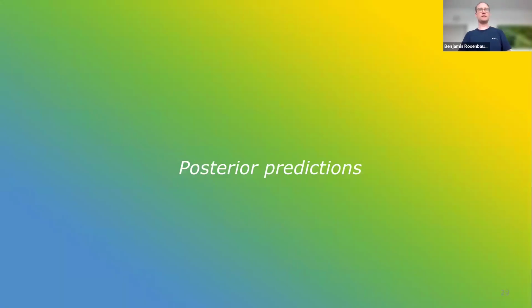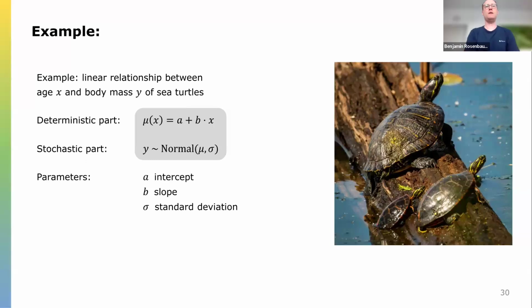So let's look at predictions. We're having this example here. It's a simple linear regression. I assume there's a linear relationship between weight and age for individuals of the species, and the residuals are normally distributed. I have 3 parameters: intercept, slope, and standard deviation.